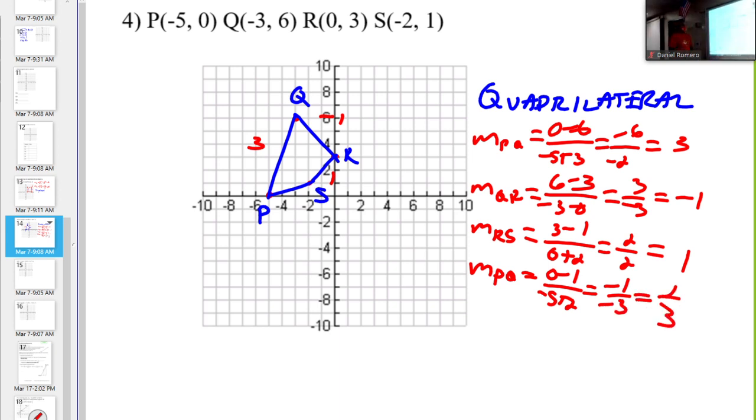Do any of those slopes match? I mean, we do have negative reciprocals with a negative 1 and a 1. The 3 and the negative 3 mean nothing because they have to be negative reciprocals to be perpendicular. But all that tells me is that this here is a right angle. That doesn't really mean anything. It doesn't mean any type of specific quadrilateral. So the most specific you can call it is a quadrilateral.